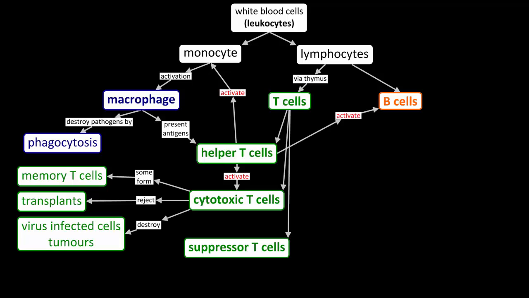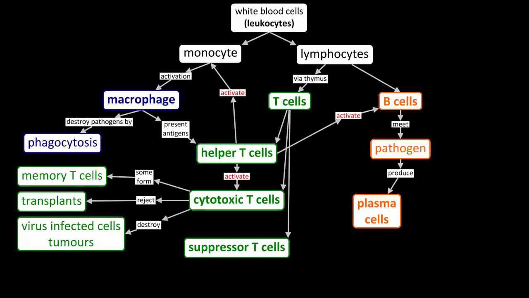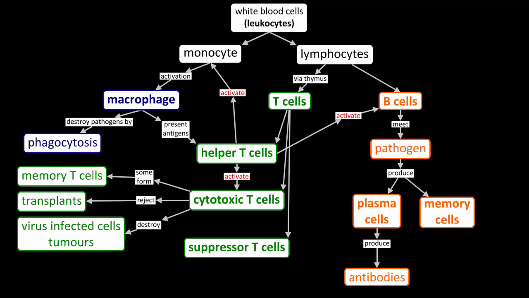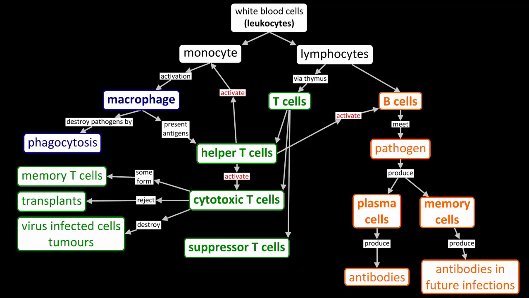The helper T cells also activate B cells, which, when they meet a pathogen, produce two types of cells: the plasma cells, which produce antibodies, and memory cells, which will produce antibodies in future infections.